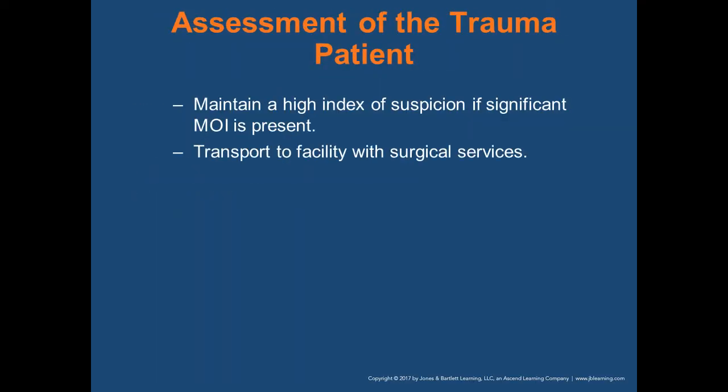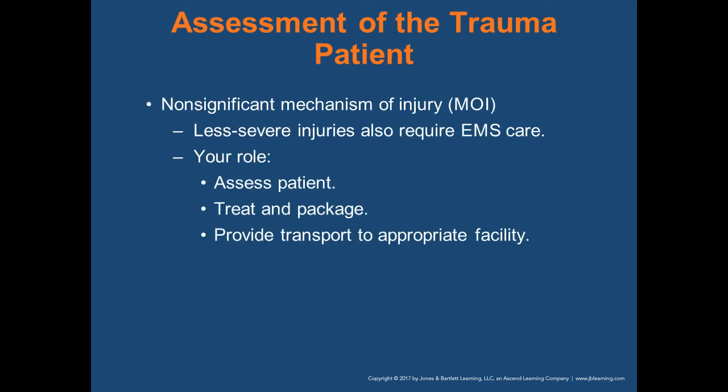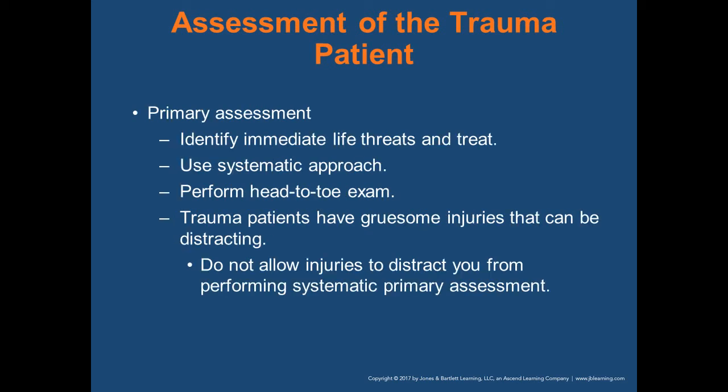So it doesn't matter what the mechanism of injury is directly, but maintain a high index of suspicion if there is a significant mechanism of injury, and consider transporting the patient to the appropriate facility with surgical service. For the non-significant mechanism of injury, remember that even though these may be less severe injuries, you do also have a requirement for EMS care, so your role can be assisting the patient, making sure they're assessed properly and that you're not missing any injuries, and then treat and package the patient, and then provide transport to the appropriate facility.